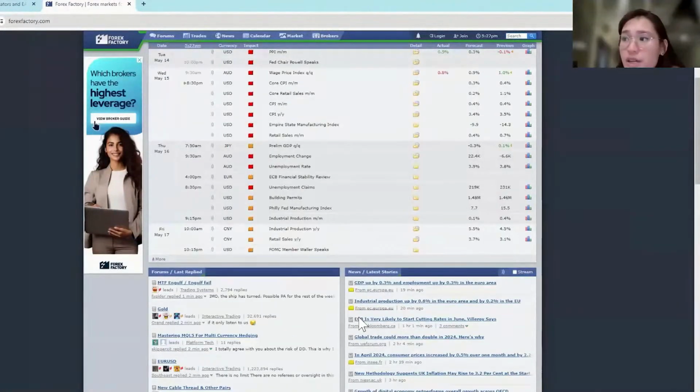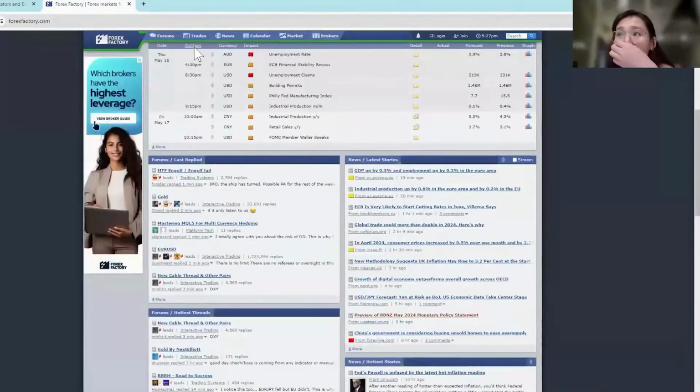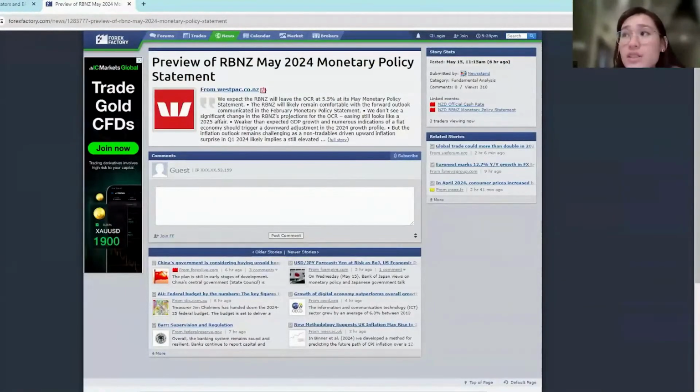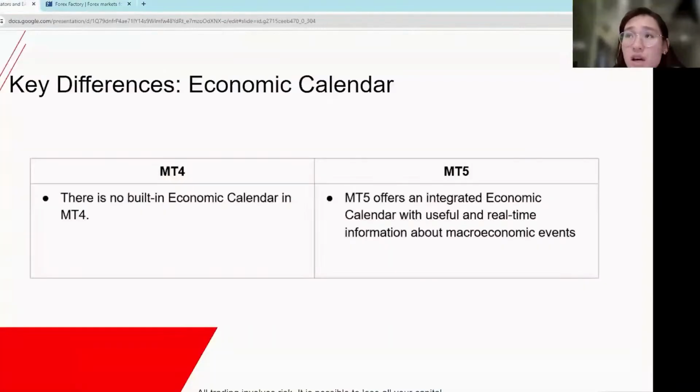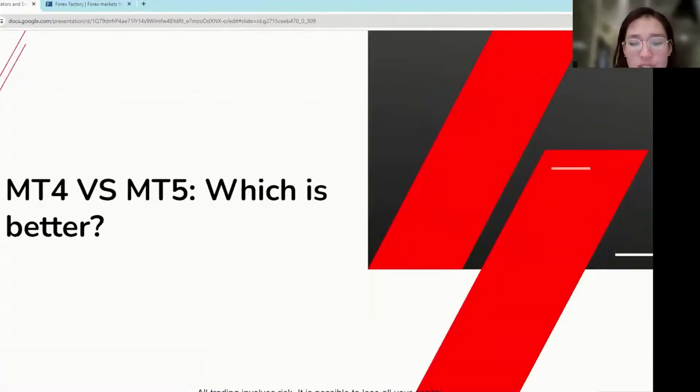There are a bunch of forums you can take a look at as well. Yep, some news as well from the different news outlets over here. So MT4 not having a built-in economic calendar isn't that big of an issue since there are a lot of economic calendars out there that are free to use. So the one that I went through earlier is forexfactory.com, but there's also investing.com or BabyPips also has a bunch. Okay. So MT4 versus MT5, which is a better pick?